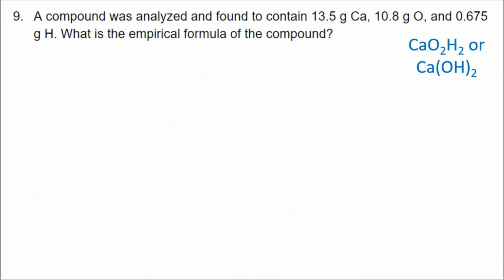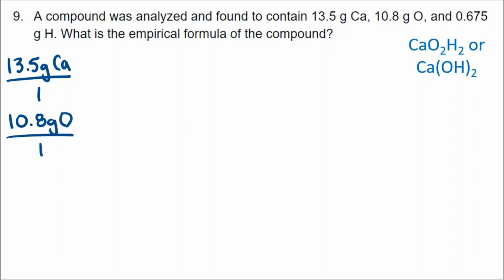Let's take a look at another one. So in this one, you're not given percents, you're just given grams. So we don't need to do that step where we assume 100 grams and change the percents into grams. We can just start with the grams that we are given. So we have 13.5 grams of calcium over 1, 10.8 grams of oxygen over 1, and 0.675 grams of hydrogen over 1.